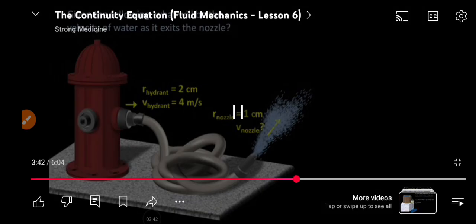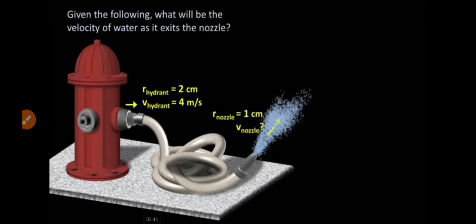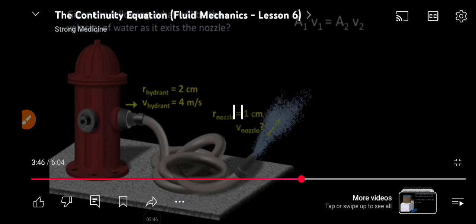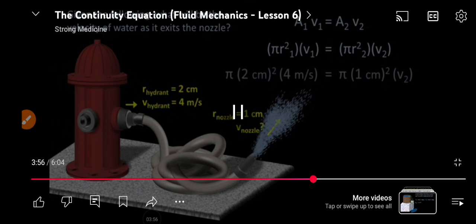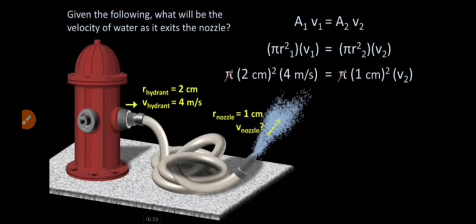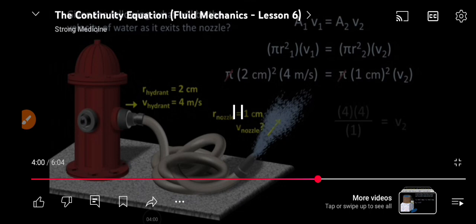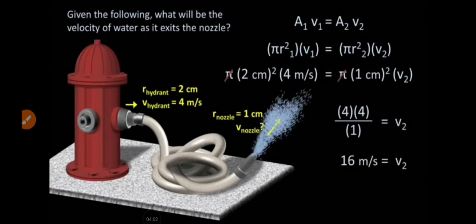Sounds like a continuity equation problem, so we'll start with area 1 times velocity 1 equals area 2 times velocity 2. The areas are pi r squared. Substitute in our known values and pi cancels. This leaves us with a velocity of 16 meters per second.